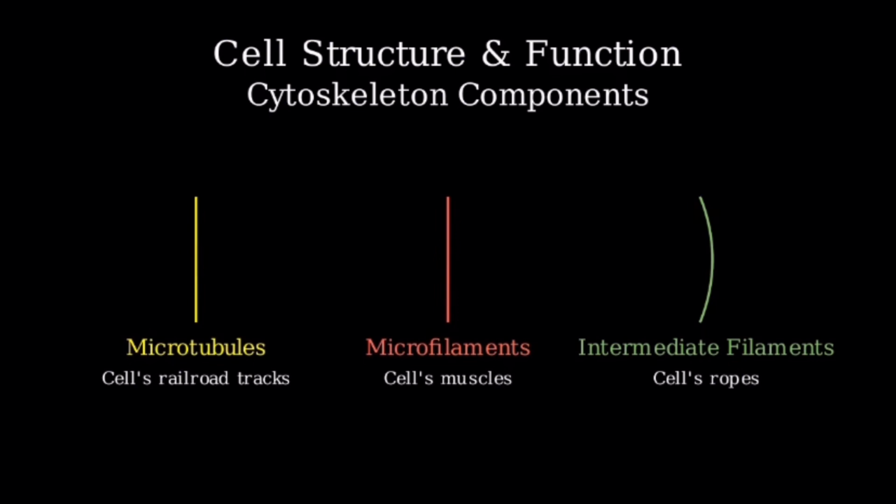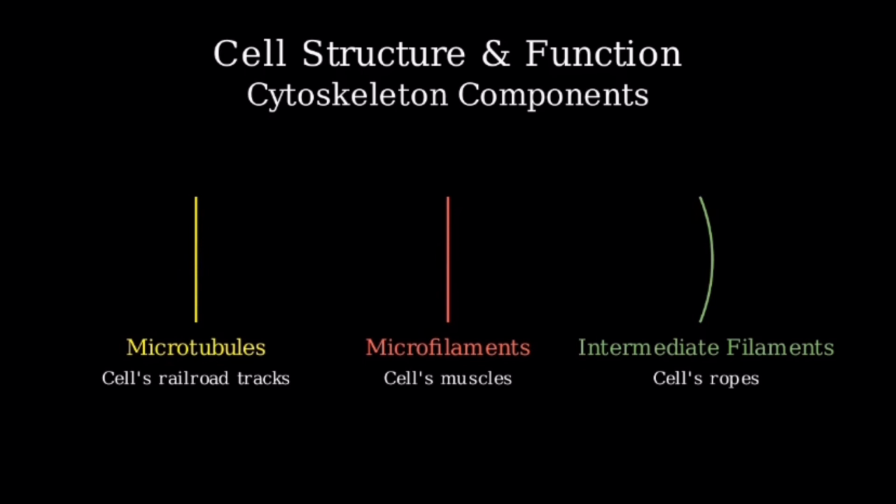The cell also has a cytoskeleton, a network of filaments that provides structural support and shape to the cell. The cytoskeleton is made up of three main components: microtubules, microfilaments, and intermediate filaments.